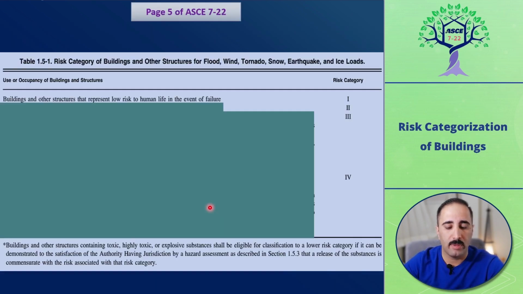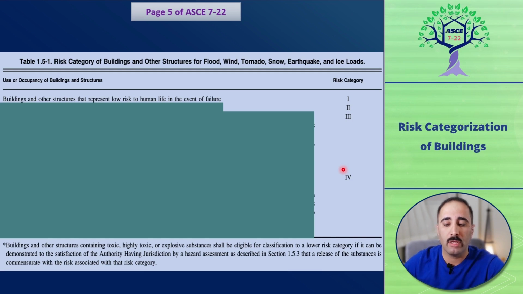As I said at the beginning of this session, we have different kinds of buildings and structures with different risk categories. Buildings and other structures shall be classified based on the risk to human life, health, and welfare associated with their damage or failure by nature of their occupancy or use, according to Table 1.5-1. As you see, ASCE has divided all types of buildings and structures in 4 separate categories, and we will talk about them in this slide completely. First of all, we have risk category number 1.